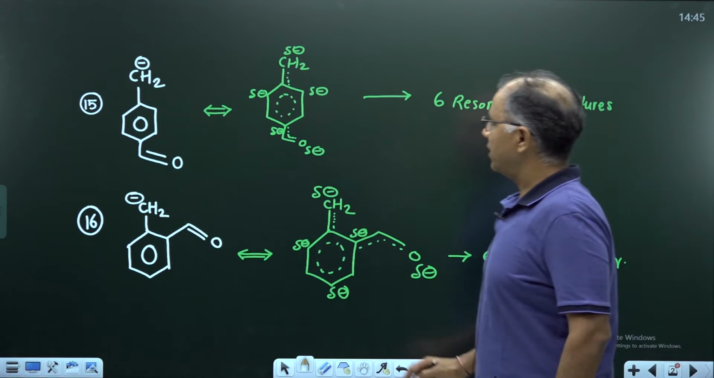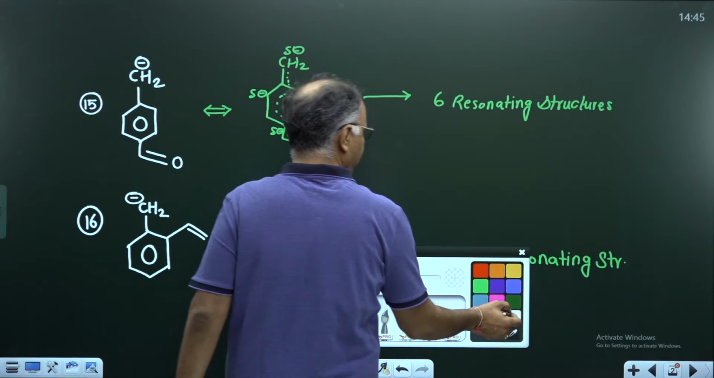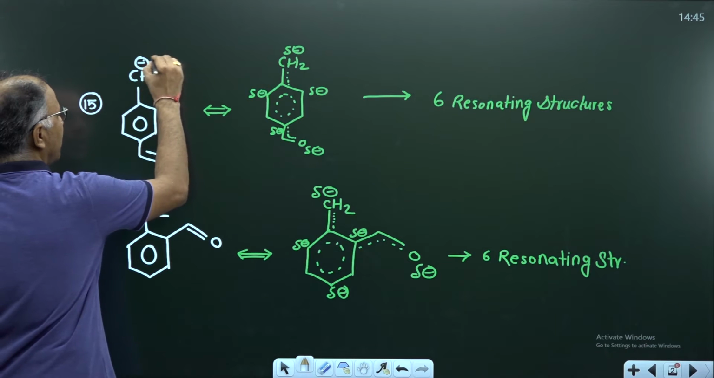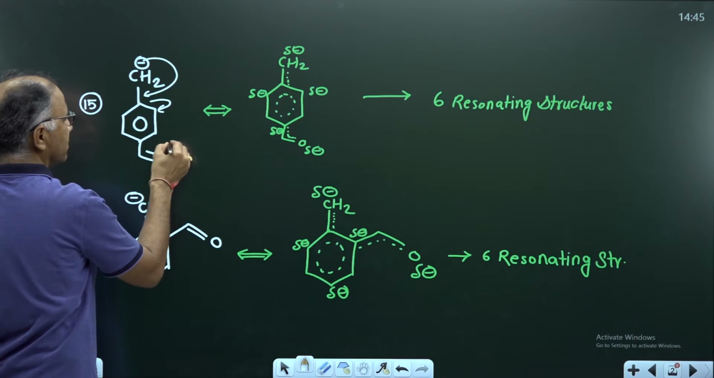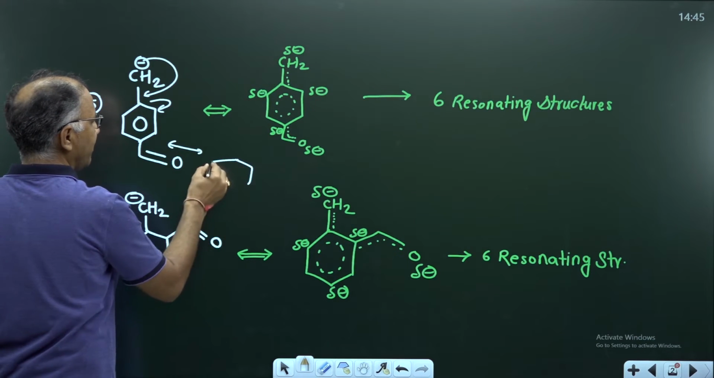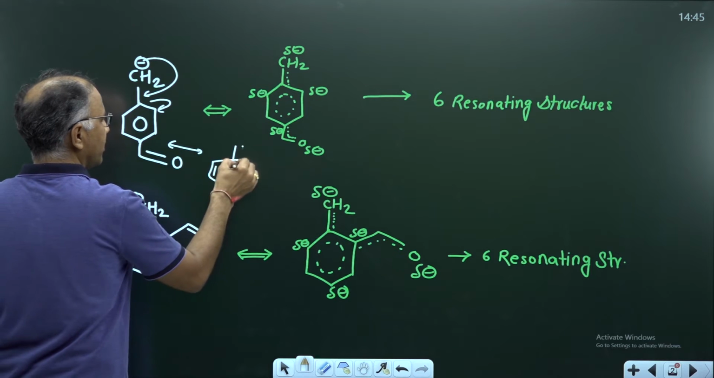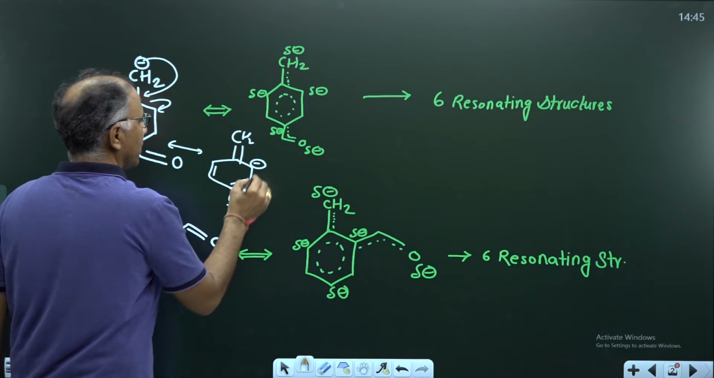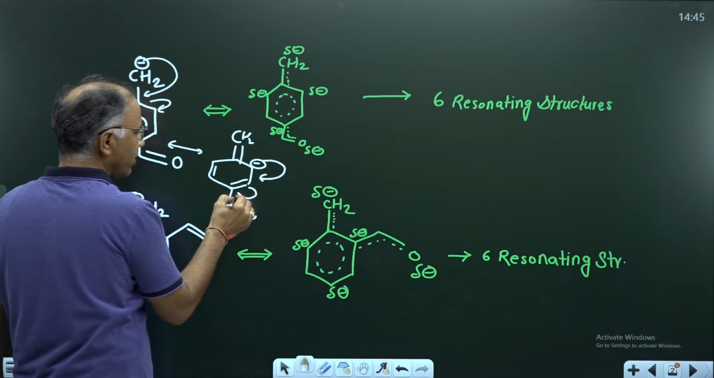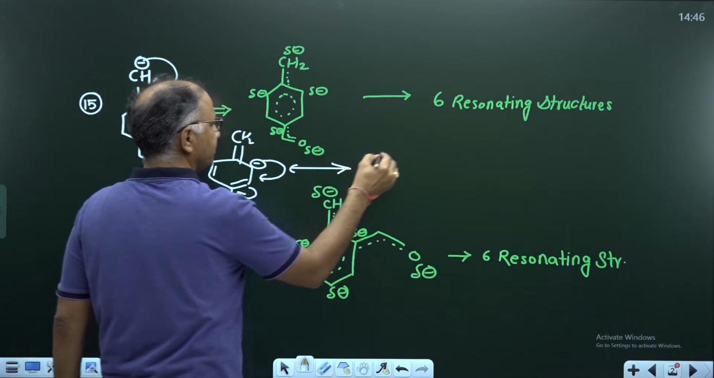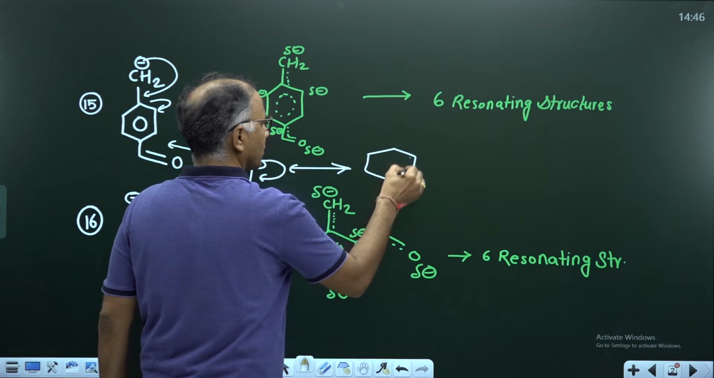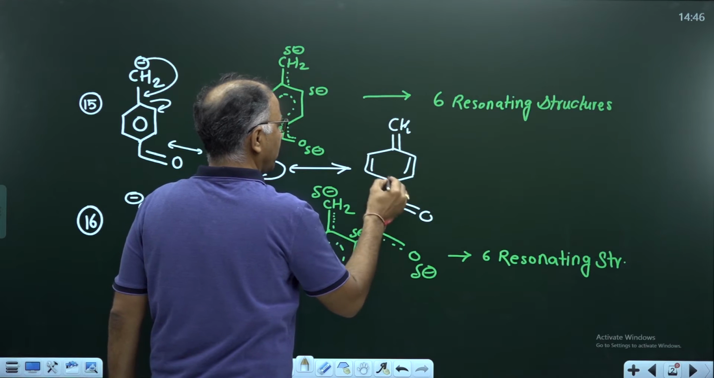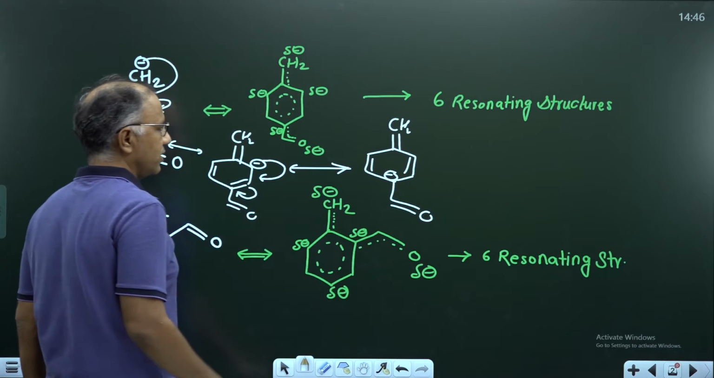Now, in this example, the total number of RS will be 6. How 6? If the lone pair undergoes resonance, start with the lone pair. This means the negative charge will be at ortho position. Then again, if we undergo resonance of this lone pair, then the negative charge will be at para position.